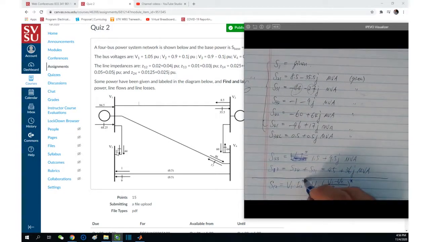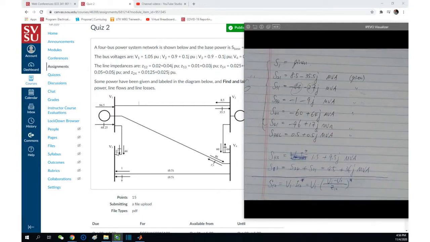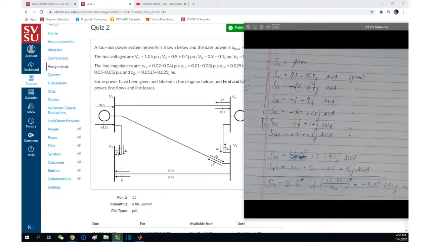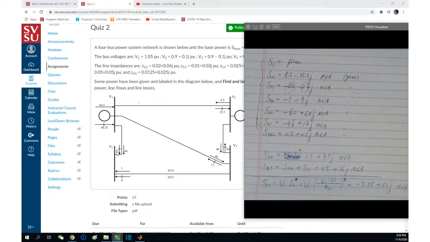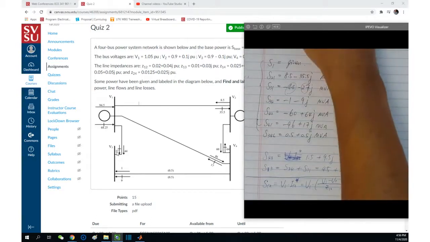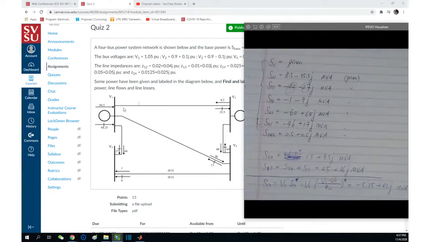Well, they're going to lose quite a bit. And after you plug in the numbers, you end up with negative 5.25 plus 42J MVA. Of course, you end up with the per unit value first, and you multiply by the base value to get the SI value. But after you have S12, you can tell this power is right here. You can, of course, immediately come up with the loss in the middle. That's good.